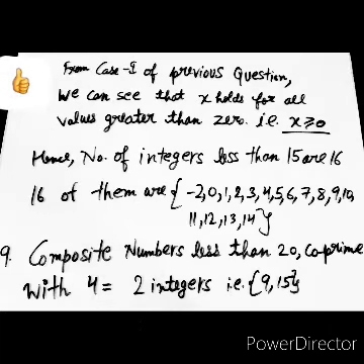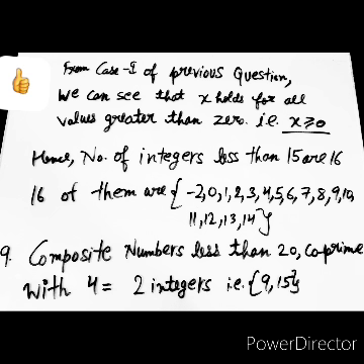Now here we have the solution of question number 8. From case 1 of the previous question, question number 7, we can see that x holds for all values greater than or equal to 0, that is x is greater than or equal to 0. Hence the number of integers less than 15 is 16 integers. I have written all 16 of them here. This is the answer of question number 8.